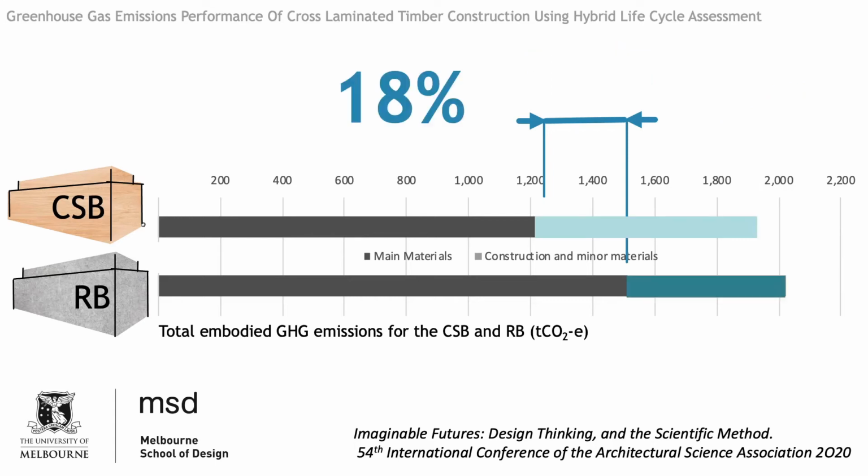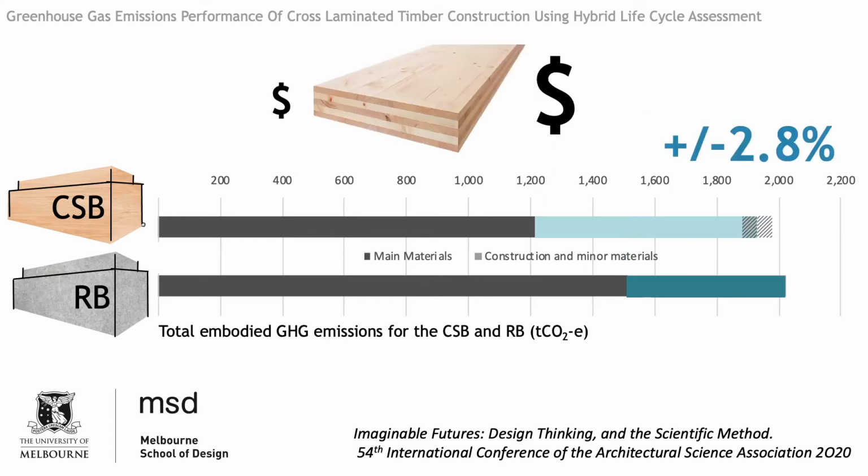Quantifying the greenhouse gas emissions associated with construction and minor materials requires an estimation of cost for each material. And so, it has been found that the greater variation in the costing of CLT compared to the costing of concrete can affect the final result with a variation of plus and minus 2.8% for the CSB total embodied greenhouse gas emissions.